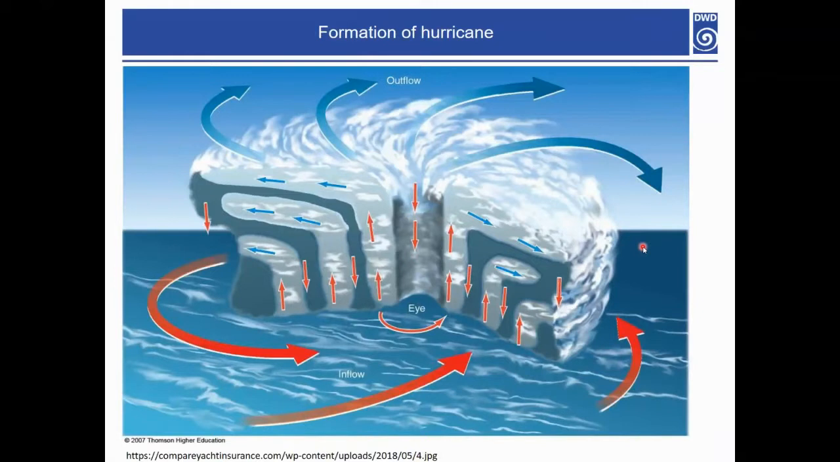The water temperature must be at least 26.5 degrees Celsius. In general, in an area between 5 and 20 degrees of latitude north or south of the equator, the solar radiation has to be vertical. And the last component that is needed is the Earth's rotation.